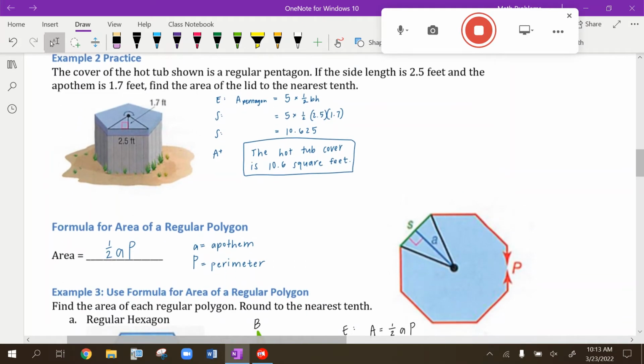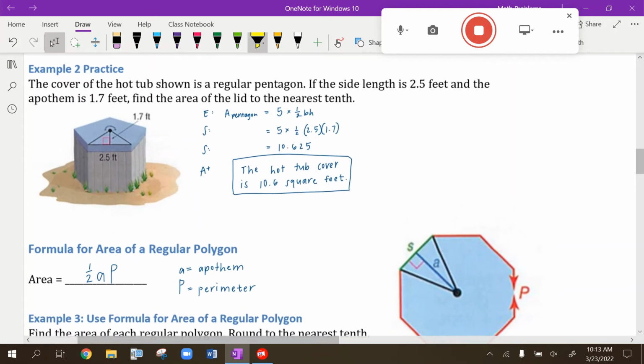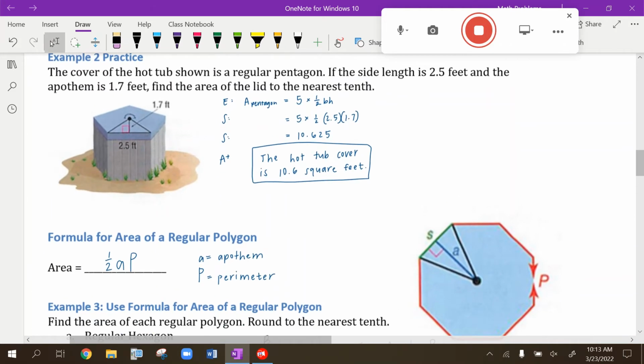Now let's talk about another equation that might come in handy. Sometimes that previous method of finding the area of one triangle and multiplying by how many triangles there are is effective. At other times, you might want to use this formula for the area of a regular polygon. It's 1/2 AP, where A stands for the apothem and P stands for the perimeter. This is just a variation on what we were already doing.